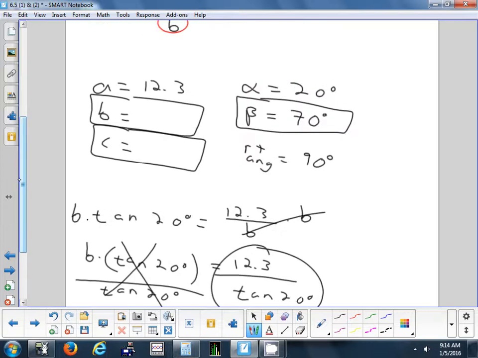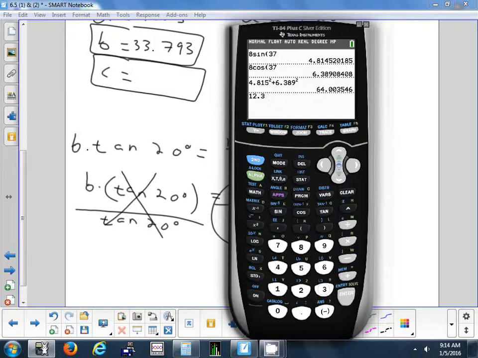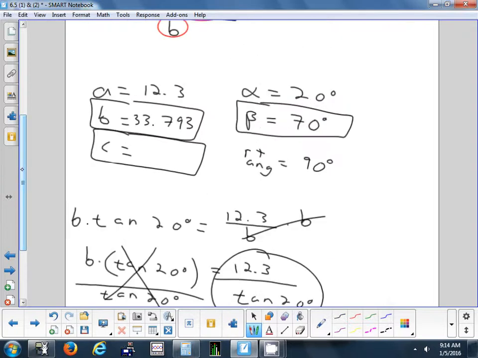Okay, and does anybody have that answer? 33.793. Okay. Any questions on that? Let's try it. So we got 12.3 divided by tangent 20. 33.794. So we'll round that up to 33.794. Okay, make sure if the digit that comes after it is a 5 or higher, you can round it up.